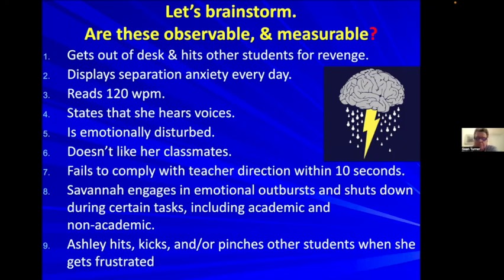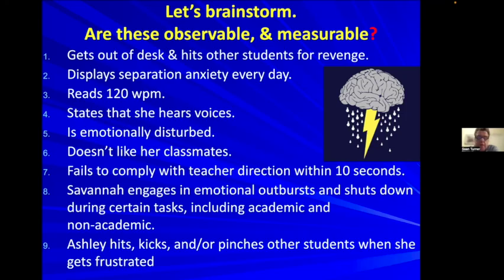I think Dr. Mack and I both are mindful that we might give different feedback for what is measurable and observable, making things precise or moving you in the right direction. But we don't want to say that either of us is the end all of end alls. So for number one, gets out of the desk and hits other students for revenge, my feedback, if you set that as your target goal, is that it sounds like you have two target behaviors. One is getting out of the desk, and the other one is hitting other students.